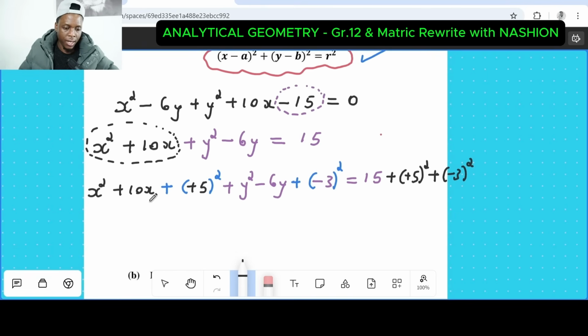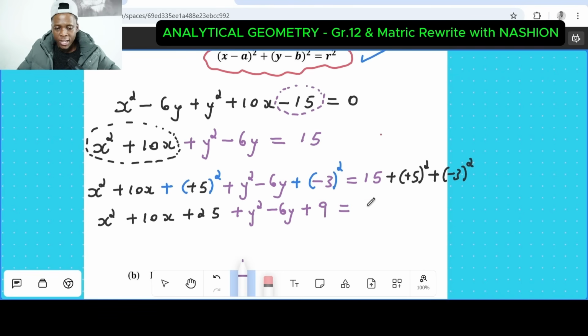Let's write this without the brackets because so far it's just like a mess. X squared plus 10x plus positive 5 squared, that will be 25. Then the y's, that will be y squared minus 6y plus negative 3 squared, that's a positive 9. Not forgetting our lovely right-hand side, use a calculator here. You're going to get 49.